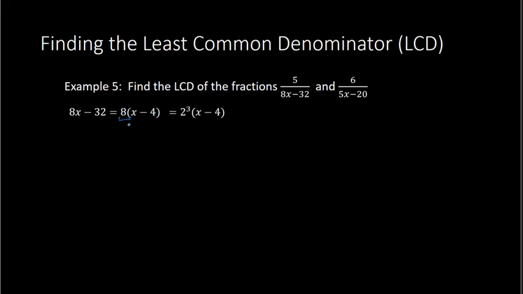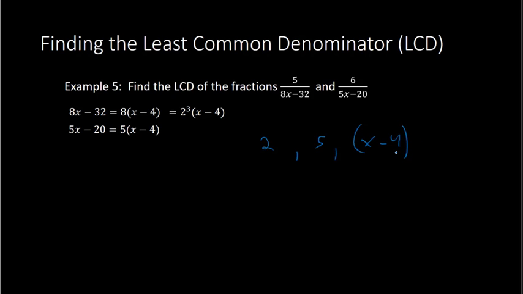So now looking at the 5x minus 20, notice they both have a 5 in common. So I can factor a 5 out, and I'm left with x minus 4 in parentheses. So we have 5 times x minus 4. Now that we've factored, we need to see how many of each of the factors we take. So notice we have 2's, we have 5's, and we have x minus 4's, which is one quantity.